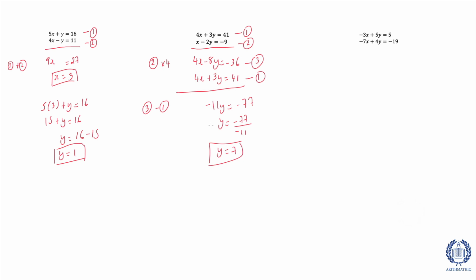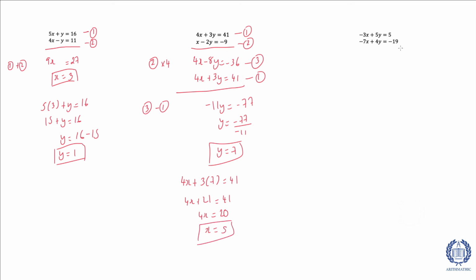Once you find y, put it back in equation 1 or 2. I'll put it back in equation 1. So 4x plus 3 times 7 equals 41. So then it's 4x plus 21 equals 41. So 4x is equal to 41 minus 21, which is 20. So 4 lots of x equals 20. x equals 20 divided by 4, 5. That should have been your answer for the second one.